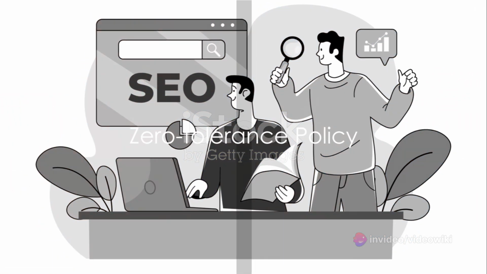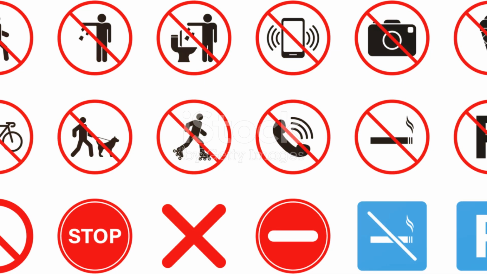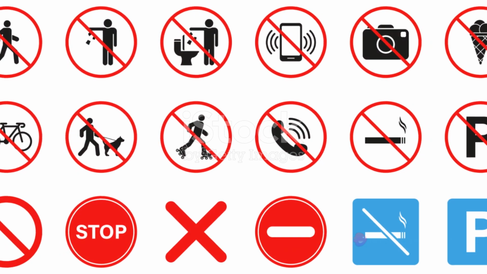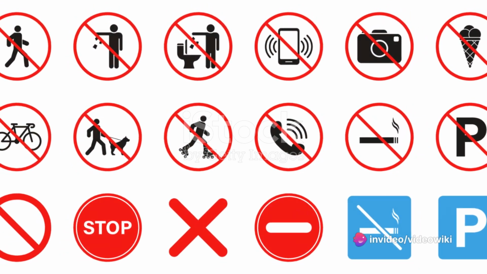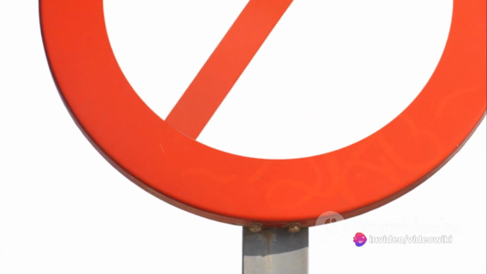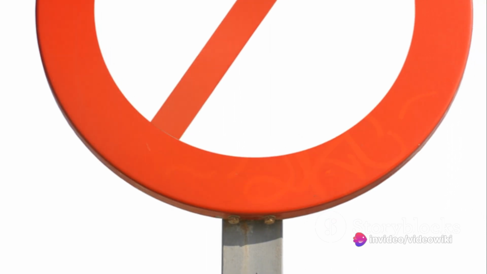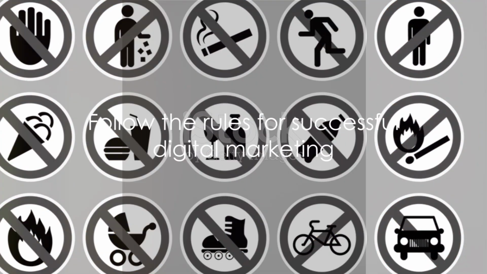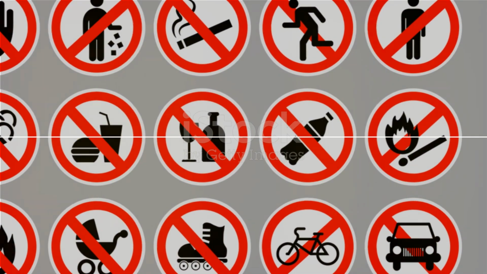Finally, AdSense has a zero-tolerance policy when it comes to illegal activities. Any content that promotes, encourages, or facilitates illegal activities will lead to immediate termination from the AdSense program. Play by the rules, and your digital marketing efforts will flourish.